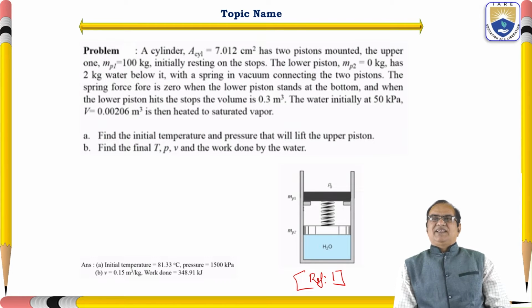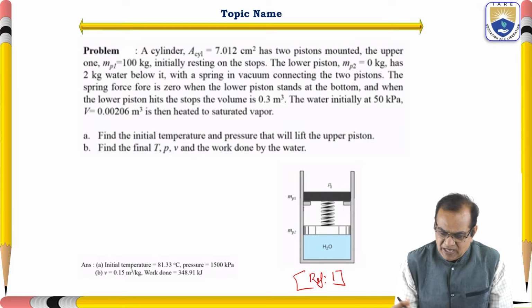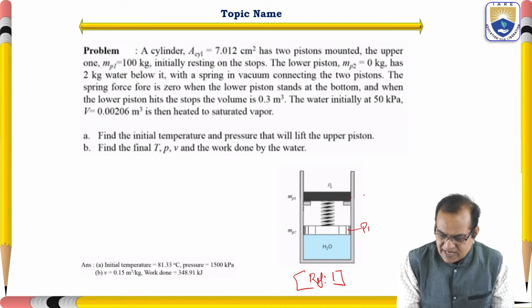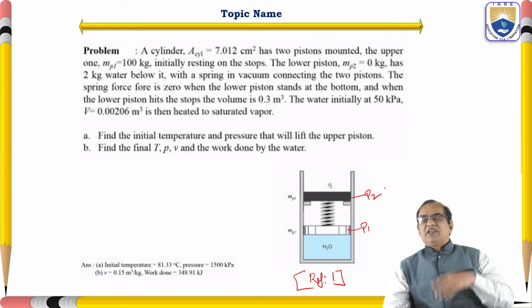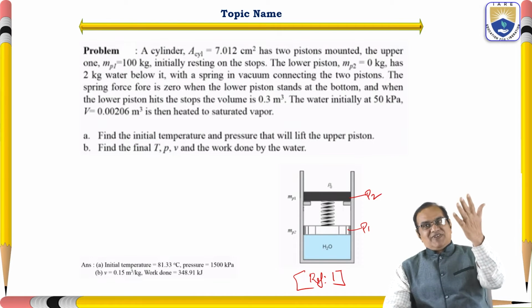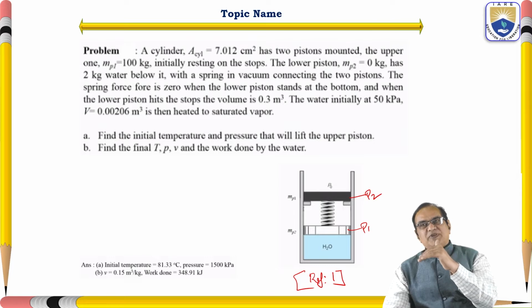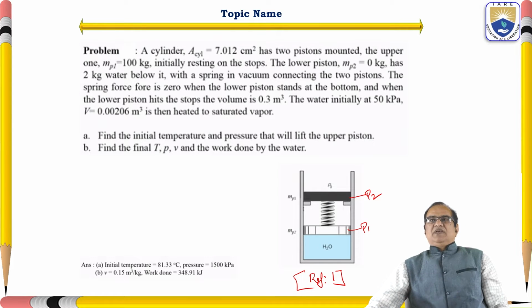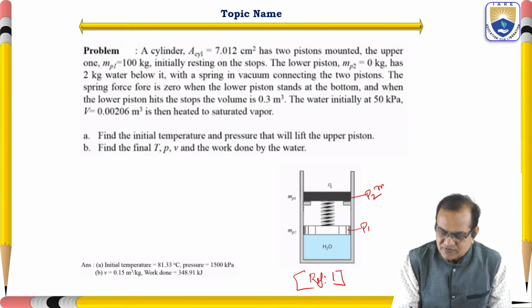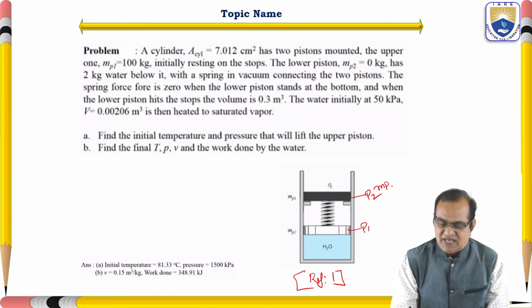A cylinder, the area of the cylinder is 7.012 centimeters square, has two pistons mounted. In this, I am writing P1 and P2. There it was S1, S2, the springs in the previous problem. Here we have P1 and P2. The upper piston has got 100 kg mass.